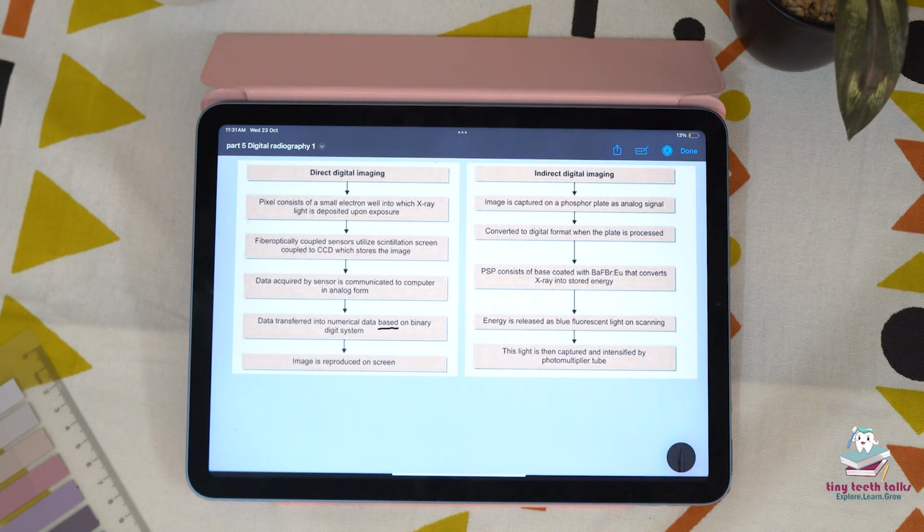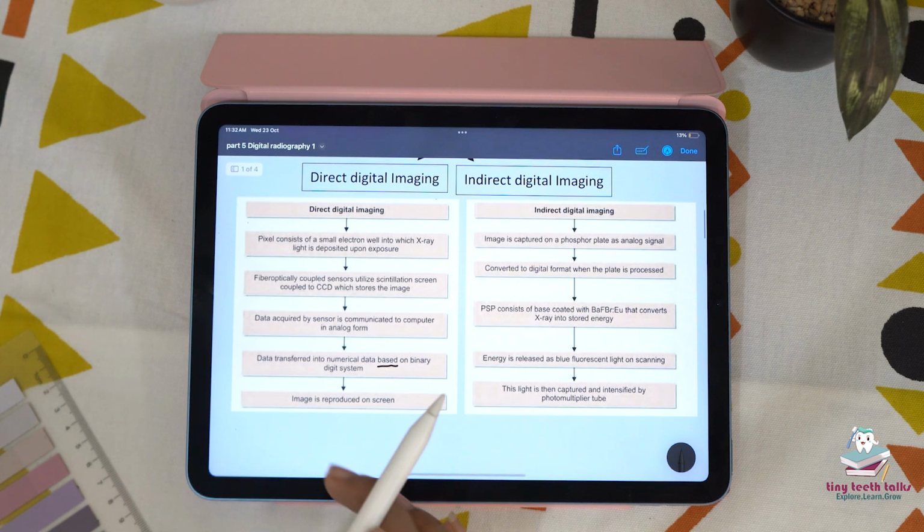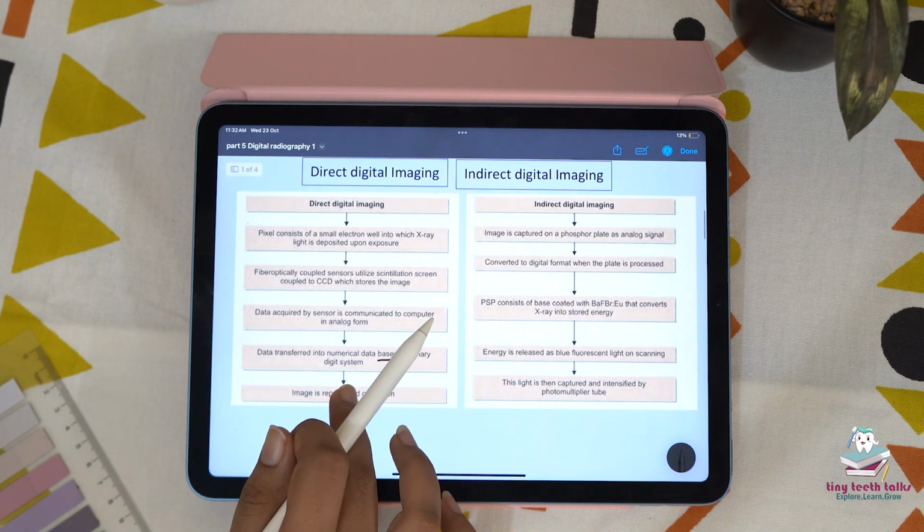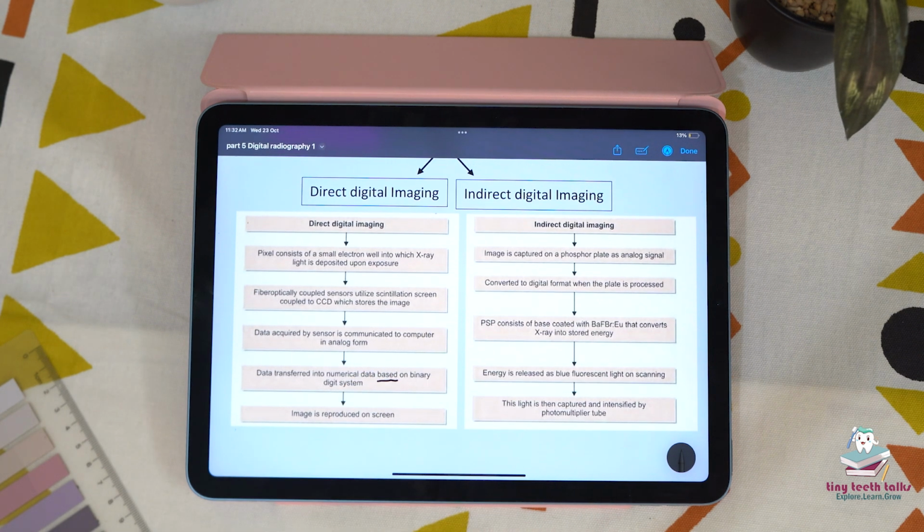So it's all about turning analog or other forms of data into a digital format that can be easily managed by the computer. So direct digital imaging involves capturing a digital image directly using an intraoral sensor. When X-rays hit the sensor, they are immediately converted into an electronic signal and displayed on a computer monitor. This method eliminates the need for intermediate steps like developing film, and the common technologies used include charge coupled device and complementary metal oxide semiconductor sensors, which we will see further.